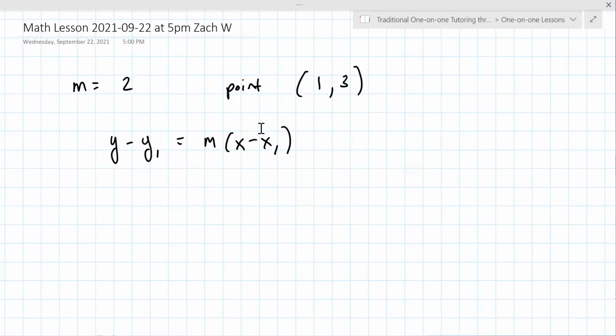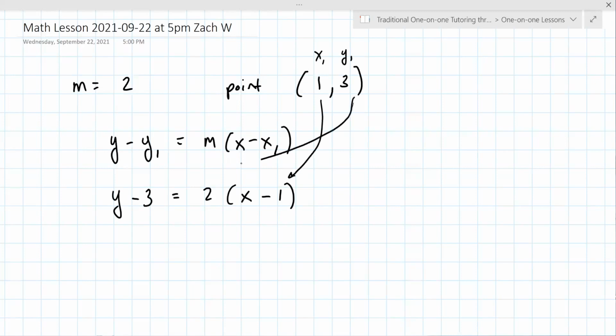And this is the best possible scenario because the slope goes there, m, and the point, that's x1 and that's y1. So this is y minus 3 equals 2(x minus 1). You see where those points go in, and then the slope goes in there. Do you see that? Okay, so this is point slope form.